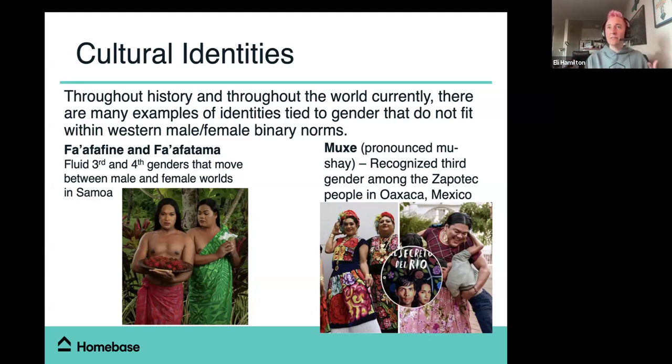So these are culturally specific identities. These are identities that really grew and exist within a cultural context. So these are not terms that I, as a white person who is from California, would use or would adopt, but they're important and have a long history within Samoan culture. And then Mushe. So this is a Zapotec identity, folks in the Oaxaca area.